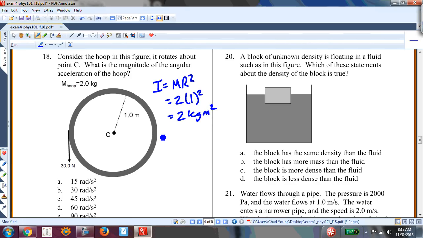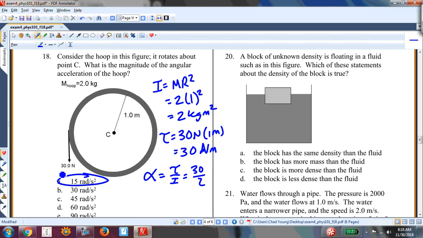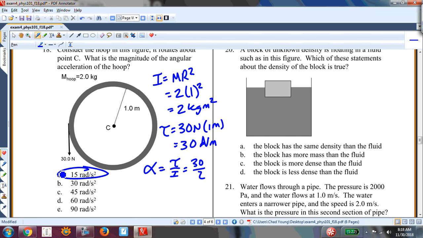Then we also need to find what is the net torque. There's only one force, 30 newtons, acting at 1 meter. So it's 30 newton meters. And then the acceleration, alpha, is torque over I. That's 30 over 2. So it's 15 radians per second squared. Turns out it's positive 15 because it's counterclockwise.